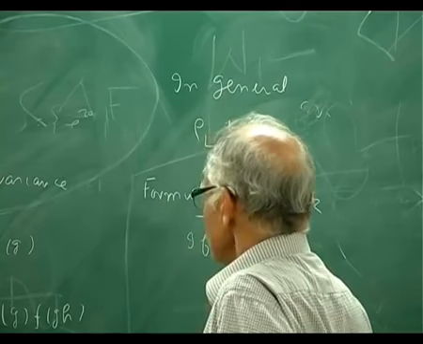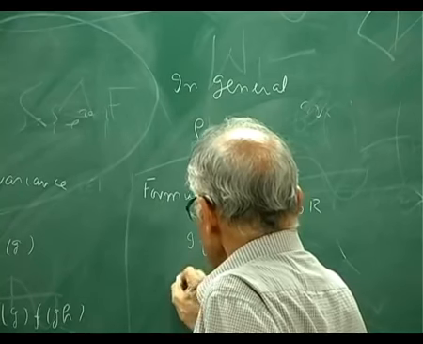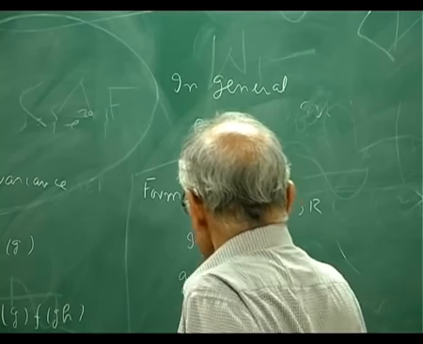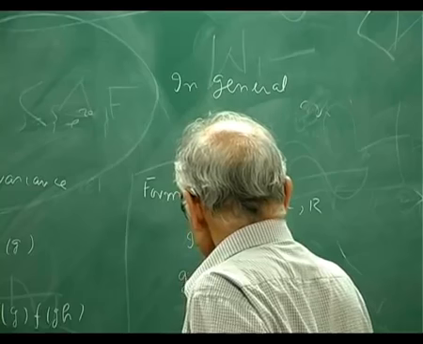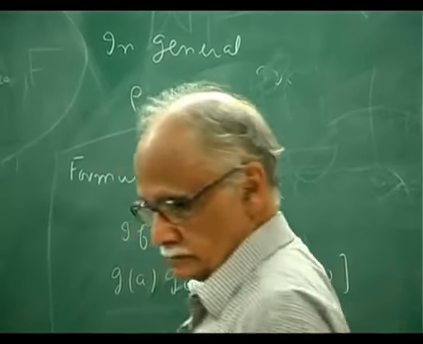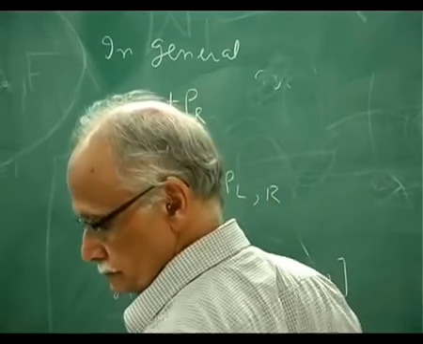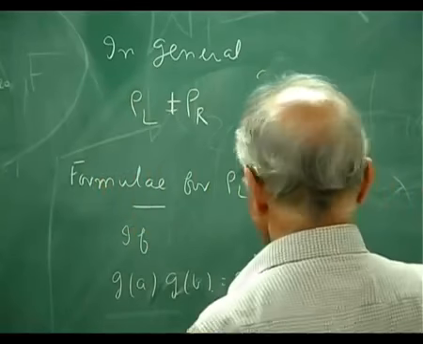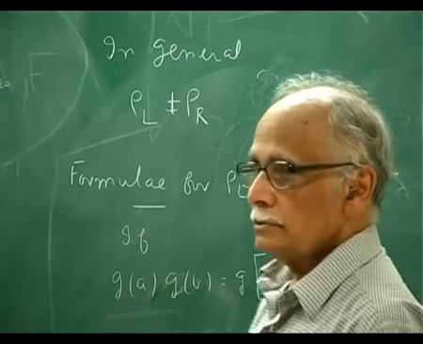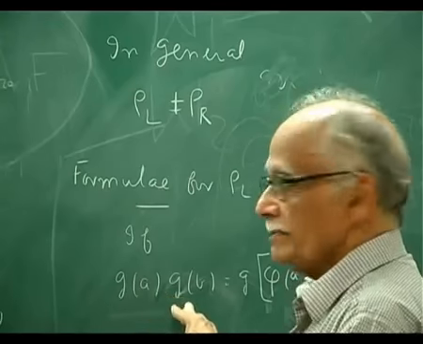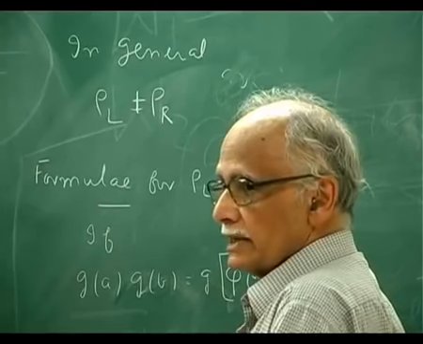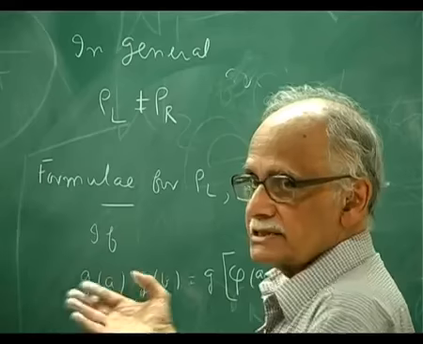If we say G of A, G of B, then G of A times G of B is G of phi AB. You have to multiply it, the log. G of phi is an argument. So it's giving you the coordinates of the composite operator.